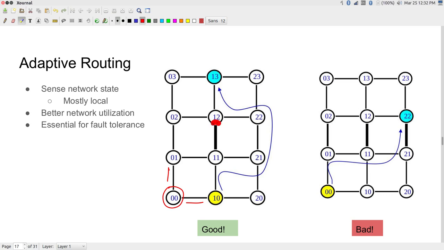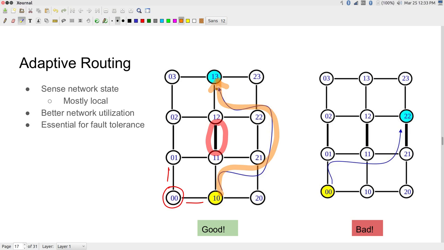this link is congested. Congested meaning there is already traffic going on between 11 and 12. Okay, so what do you do? You route around it. And you go here. Okay, why was that possible?